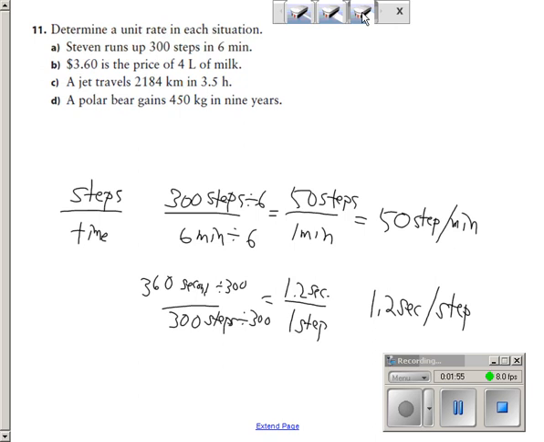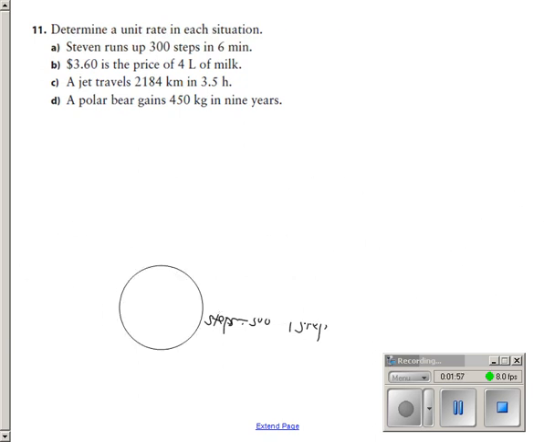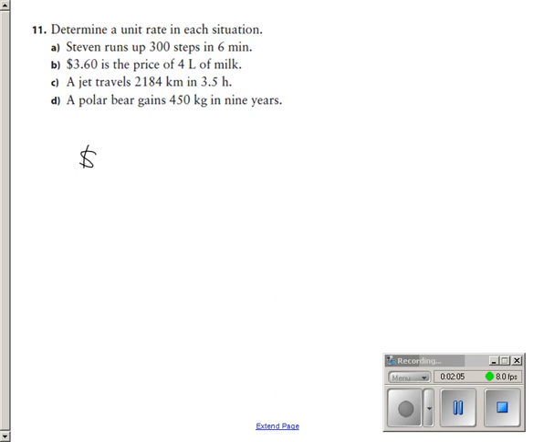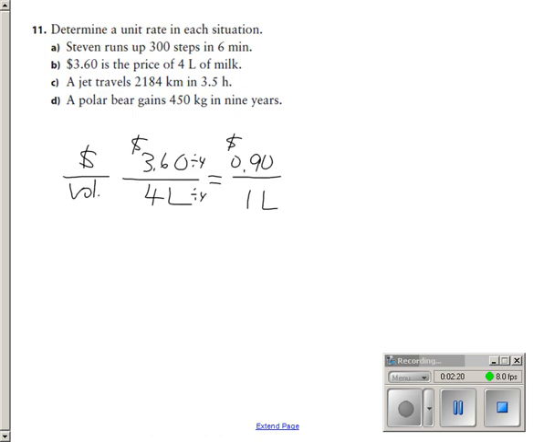Okay, let's erase this and take our marker. $3.60 is the price of 4 liters of milk. So let's do cost per volume. We have $3.60 for 4 liters of milk. So for 1 liter, I would divide both by 4, and I would get 90 cents per liter.